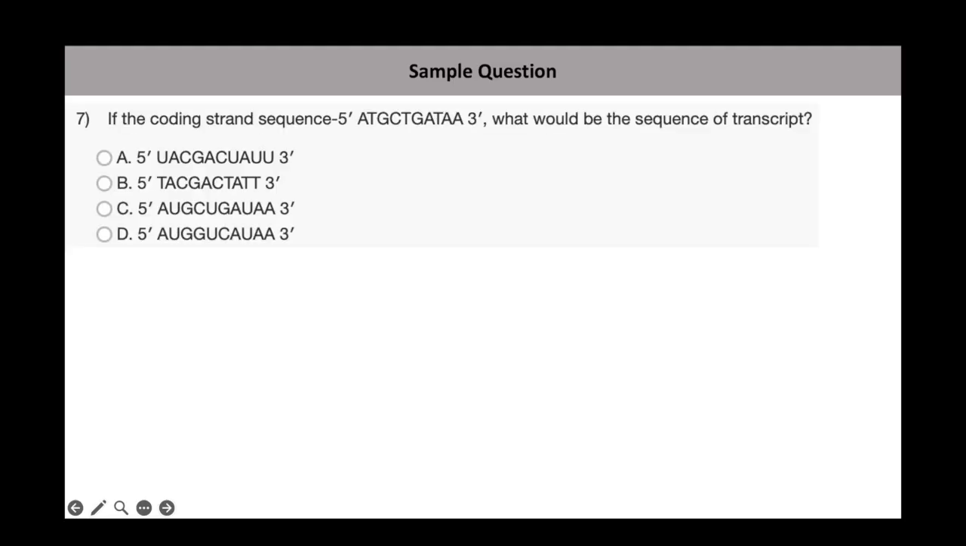Now the next question is: if the coding strand sequence from 5' to 3' direction is ATG, CTG, ATAA, what would be the sequence of the transcript? Again, it is very easy. I'll give you 1 minute. You can solve this. It's very easy.